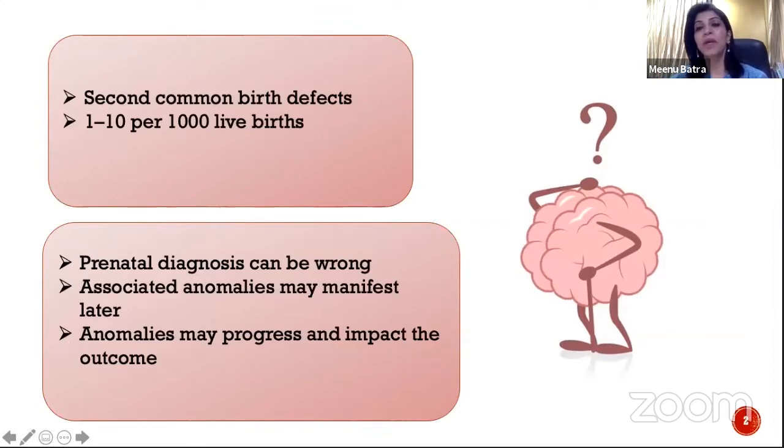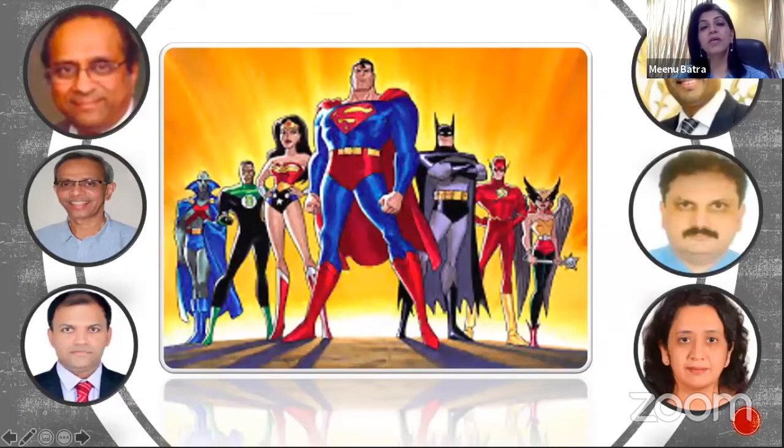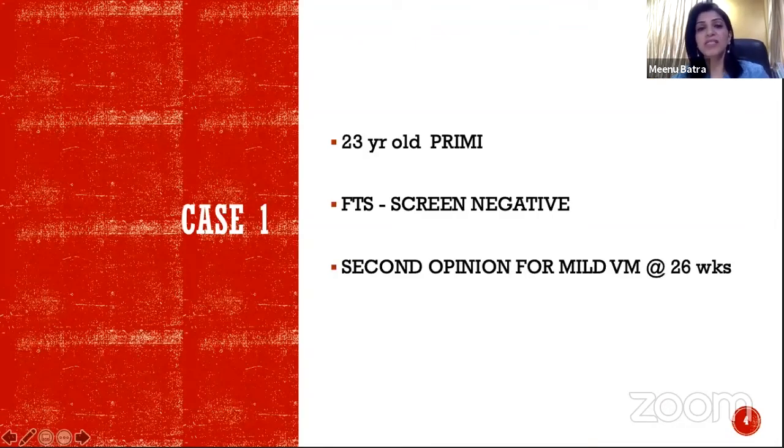outcome. Now, today I have a team of superheroes with me who really do not need any introduction. I have Suresh sir, Ramamurthy sir, Praveen sir, Mohit Shah sir, Dr. Seneesh, and Dr. Shagun in the panel. And none of them need any introduction. So without wasting much time, I would move on to the first case.